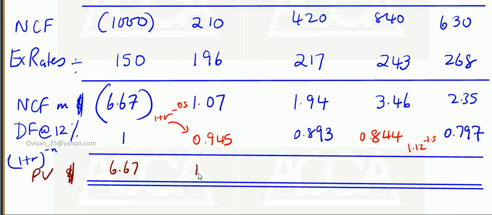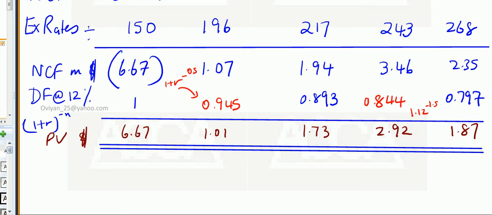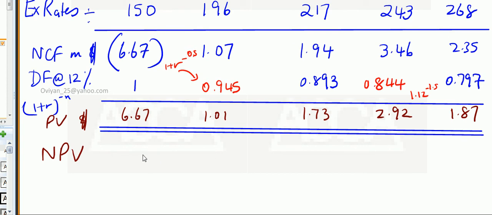6.67, 1.01, 1.73, 2.92, and 1.87. These are the answers you should get. You can pause the video and make sure you get the correct calculations done, and you're going to get an NPV here. We're going to get an NPV at positive $8.6 million.